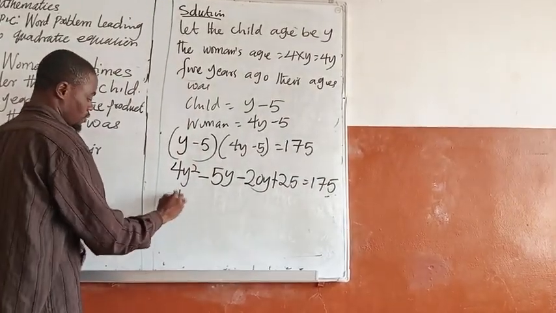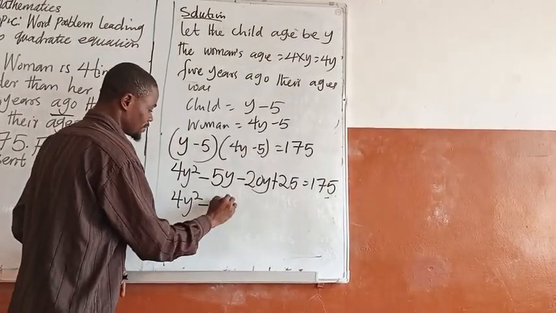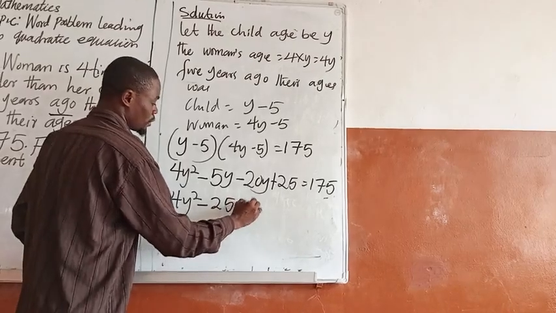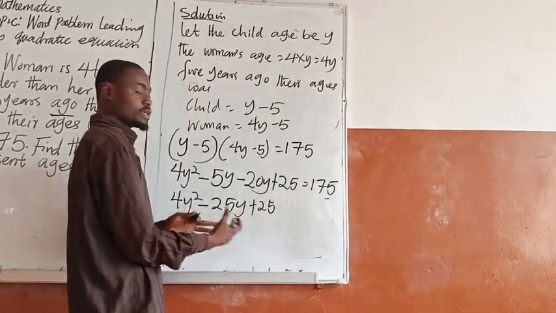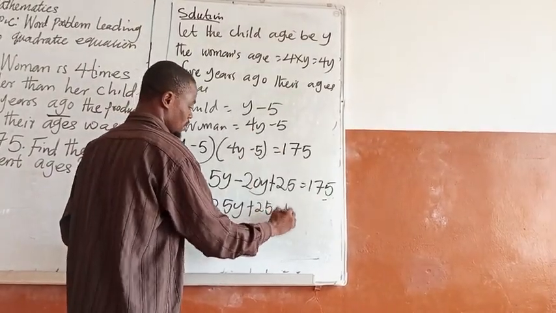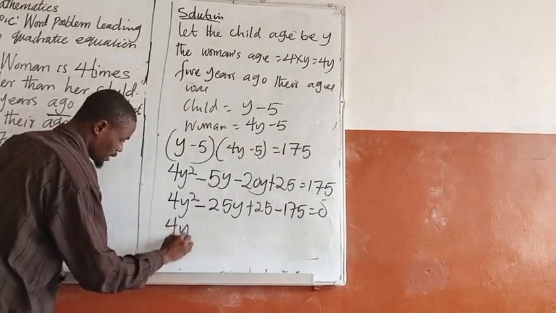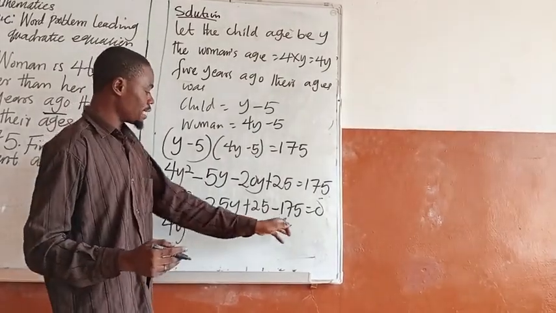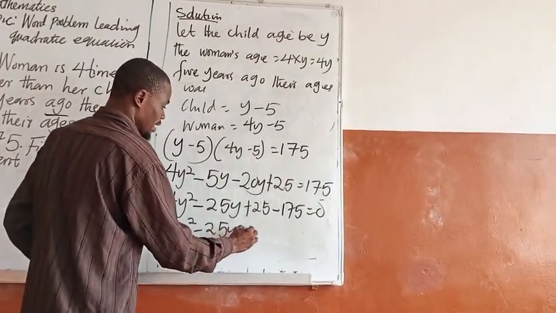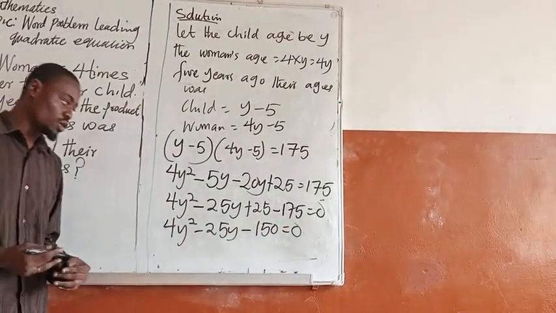We now have 4y squared, minus 5y minus 20y, we have minus 25y, plus 25 equals 175. And every quadratic equation must be equal to 0. Take 175 to this side, we'll have minus 175 equals 0. We now have 4y squared minus 25y, 25 minus 175, we have minus 150 equals 0.